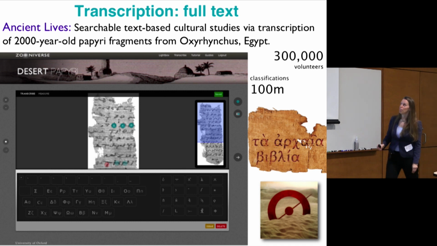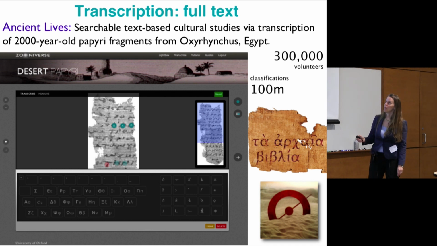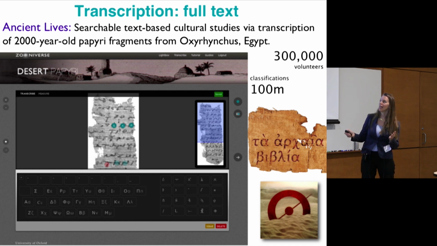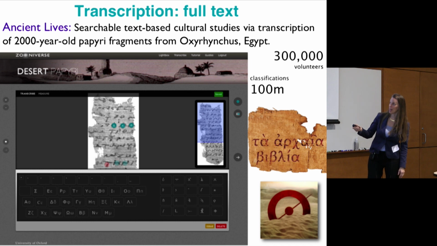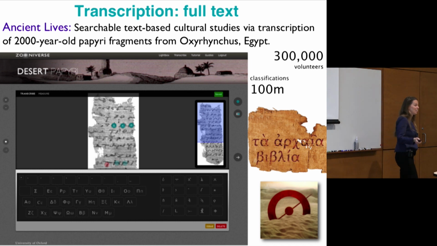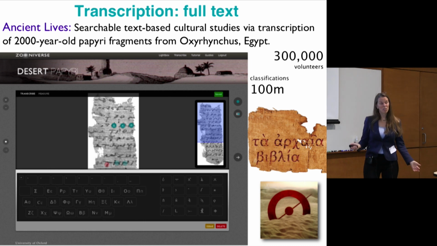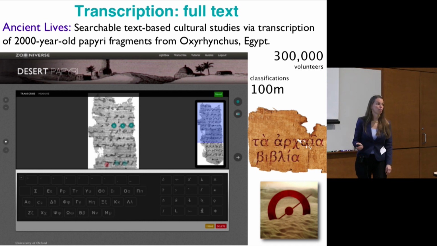The other mode for transcription is full text. This is a distinct example of full text transcription where we actually have people go in and classify morphologically each Greek letter in fragments of papyri using the keyboard here. So you don't have to know Greek. You just match the pattern of the letter on the fragment to the letter that best fits it on the keyboard. And in this way, we've had millions of transcriptions now of fragments from ancient Egypt, as it turns out.